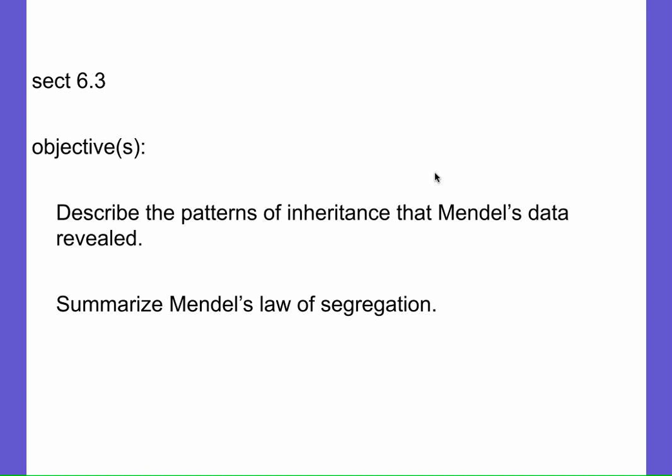All right, so these are your biology notes for section 3 on Mendel and heredity. Your objectives in this section are to describe the patterns of inheritance that Mendel's data revealed, and then also to summarize Mendel's law of segregation.